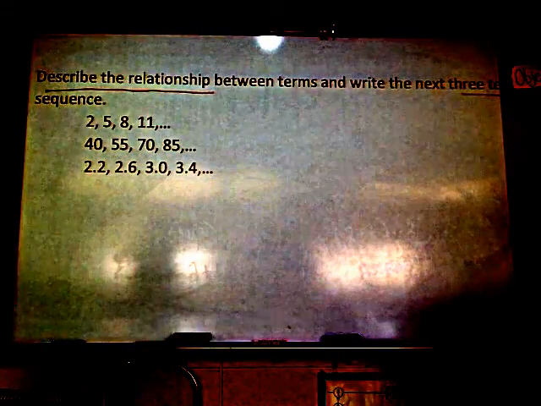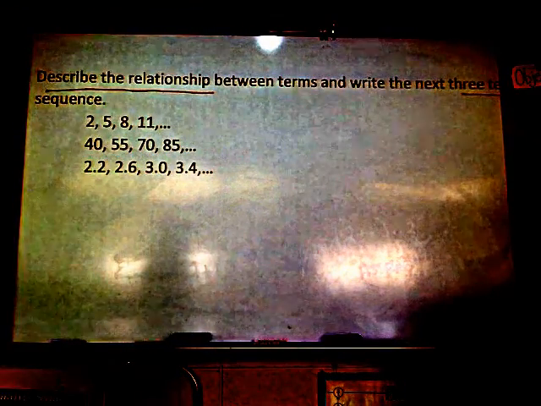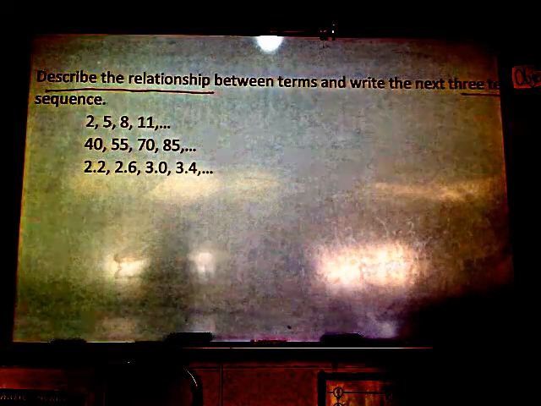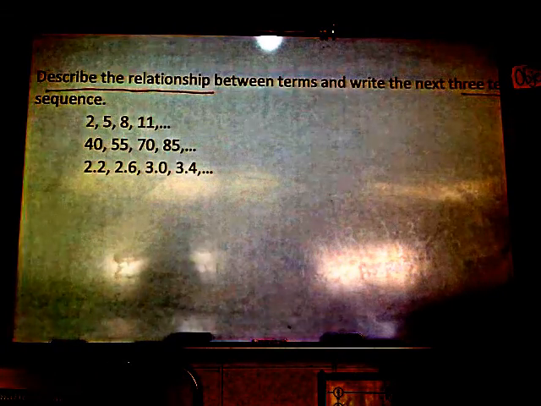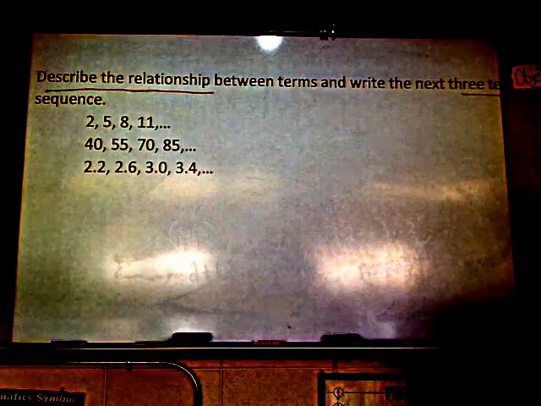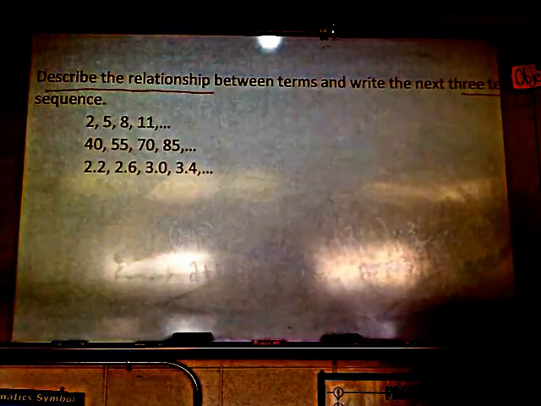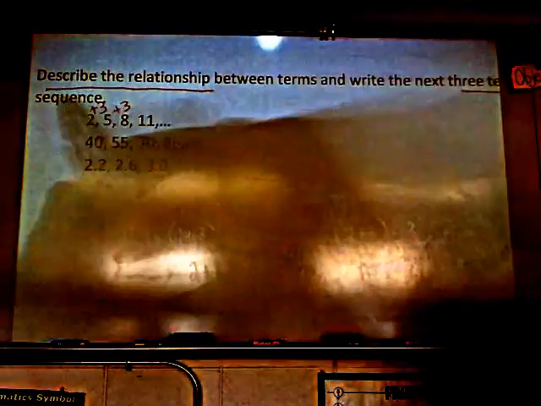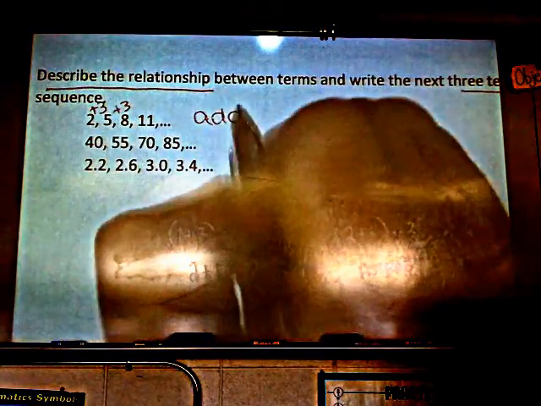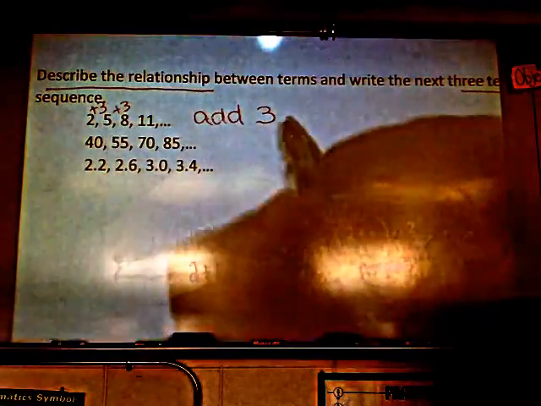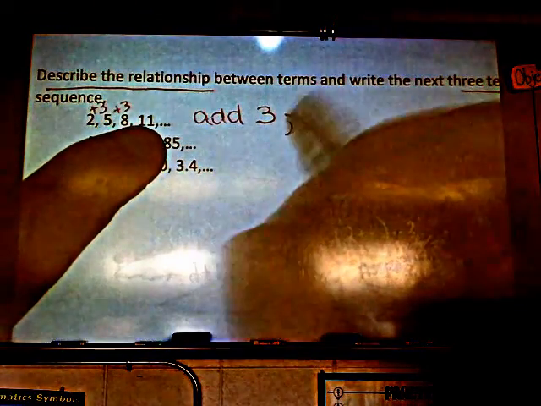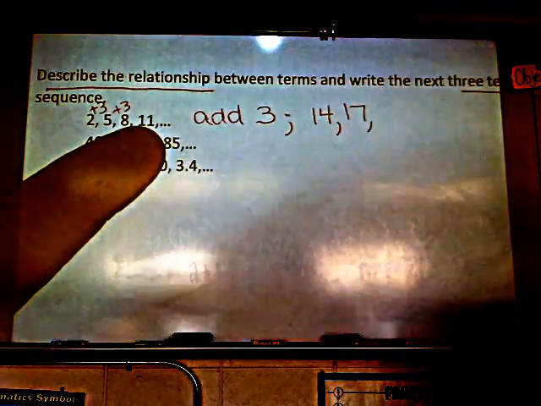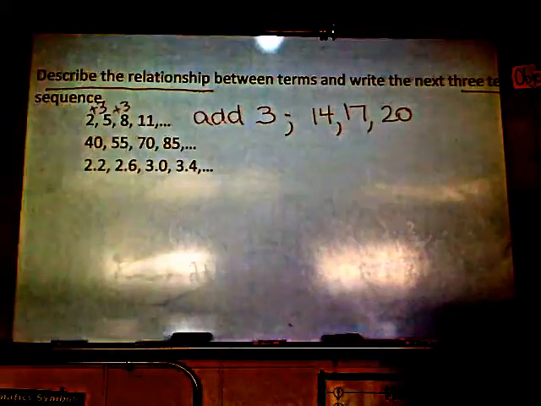So as we take a look at the first set of numbers, I have 2, 5, 8, and 11. So what I'm thinking to myself is okay, 2 plus what number gives me 5? 5 plus what number is 8? 8 plus what number is 11? And when we take a look at it, we know that we can take 2 plus 3 and get 5, or 5 plus 3. So therefore my relationship is going to be to add 3. My next numbers, 11 plus 3 would be 14. 14 plus 3 would be 17. And 17 plus 3 would be 20.